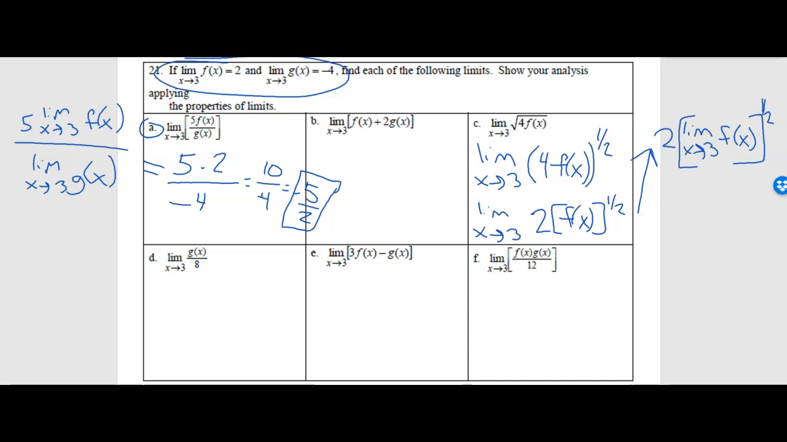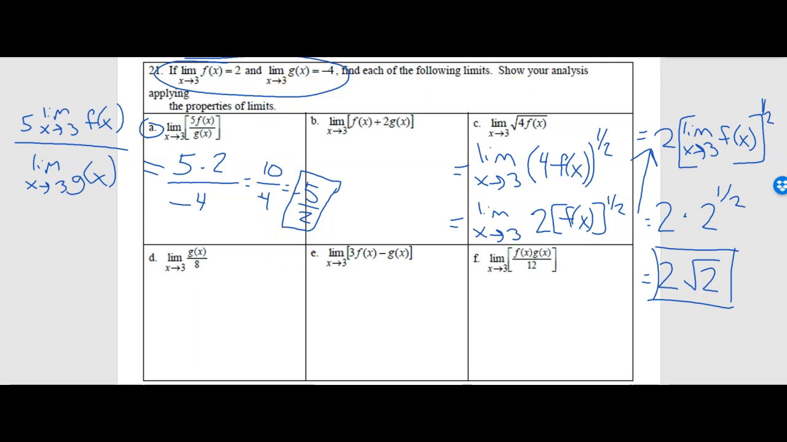Again, if you're unsure of the algebra there, just think through it step by step. The limit of f of x as x approaches 3 is 2. I should have some equal signs here. So I get 2 times the square root of 2. Again, I think that last one was the toughest. It had the most steps, but once you apply the limit properties, they're just algebraic steps.